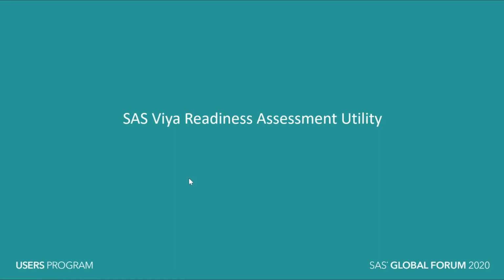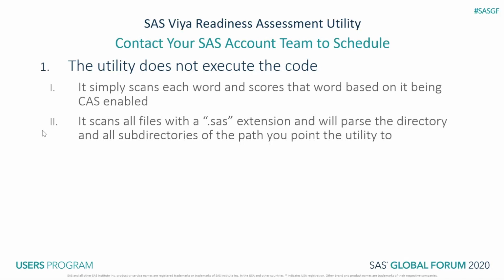Now I'd like to shift gears and give you some information on the SAS Viya Readiness Assessment utility from SAS. The utility does not execute any code run through the utility. It simply scans each word and scores that word based on it being CAS enabled or not. You point the utility to a given directory, and then the utility will parse all files with an extension of .sas in that directory, as well as all subdirectories of that path.